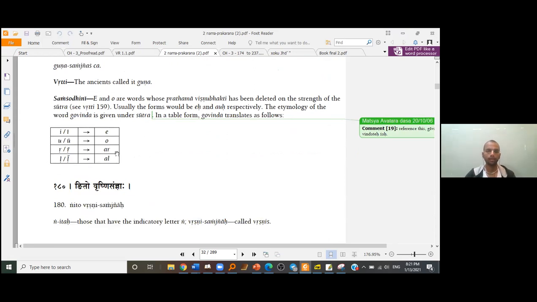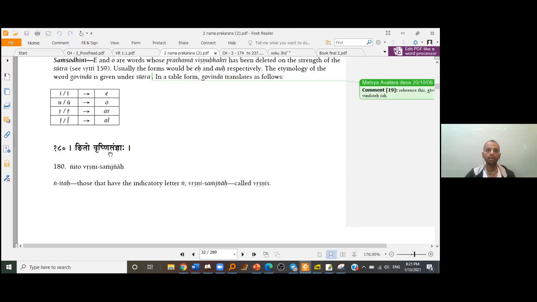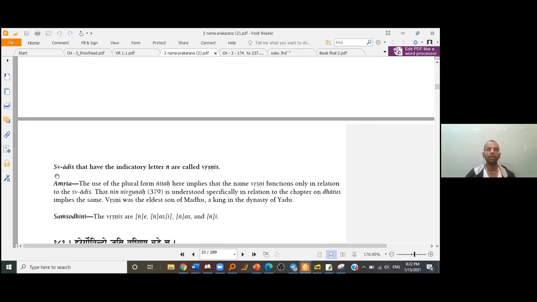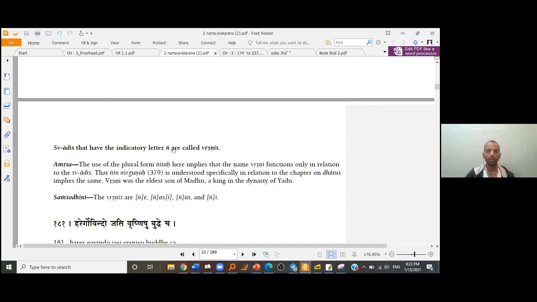So like this. Mito Vrishne Sangyaha. In the Vishnu Bhaktis, where Nga Rama is getting deleted, those Vishnu Bhaktis are known as Vrishni. Swadhis that have the indicatory letter Nga are called Vrishnis. This is a Sangya Sutra again.